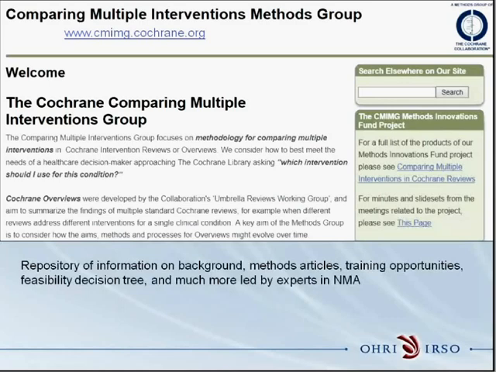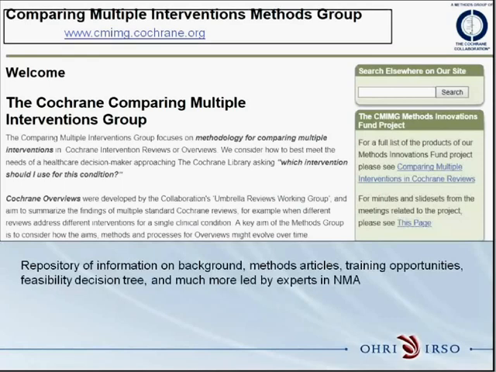Something else that's quite neat to see there, they have a feasibility decision tree. So an actual decision tree where you can open it up, take a look at it, and if you have a research question you're interested in pursuing, you can go through their checklist items and see, okay, should I consider a network meta-analysis approach or not? And all the content here is wonderful. It's led by a lot of the experts in this field, Julian Higgins, Georgia Salanti, Debbie Caldwell, and other such folks.